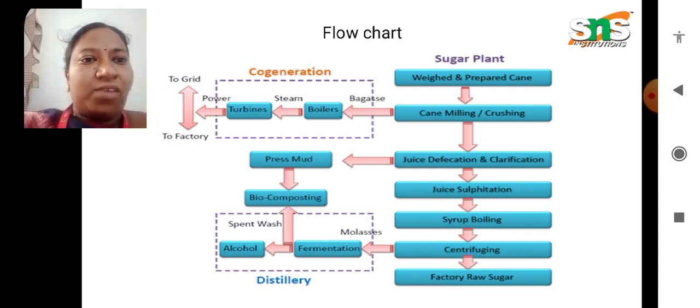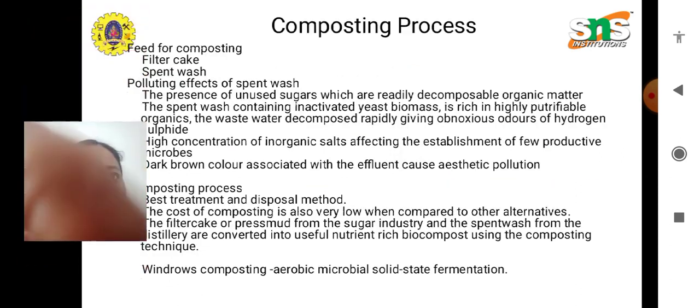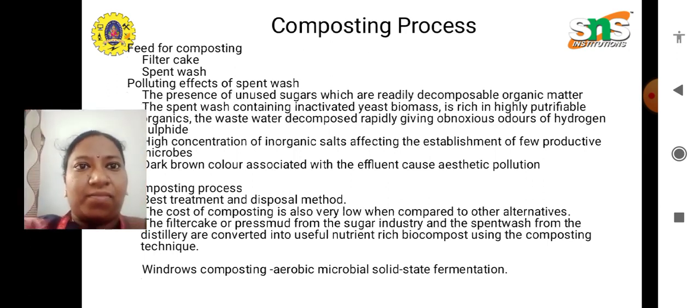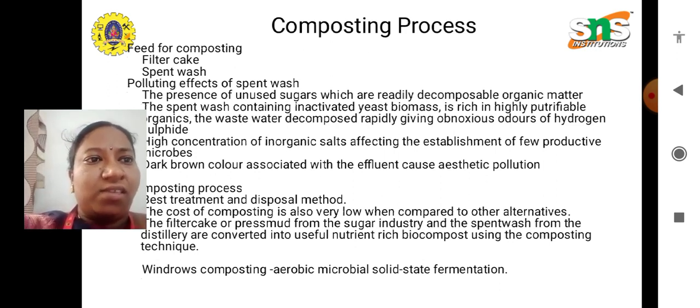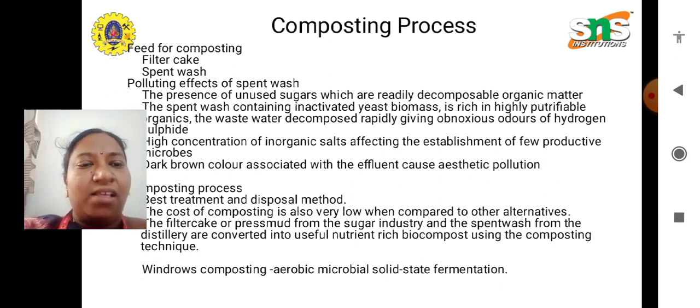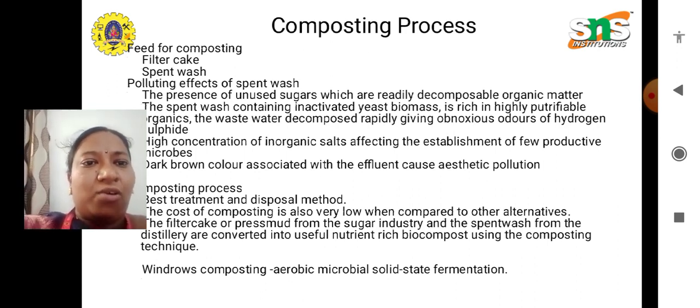So now we are going to study the biocomposting process. Feed for composting is the filter cake and the spent wash from the distillery unit. The presence of unused sugars, which are readily decomposable, and spent wash containing inactivated yeast biomass is rich in highly putrefiable organics. The waste decomposes rapidly, giving obnoxious odors of hydrogen sulfide.